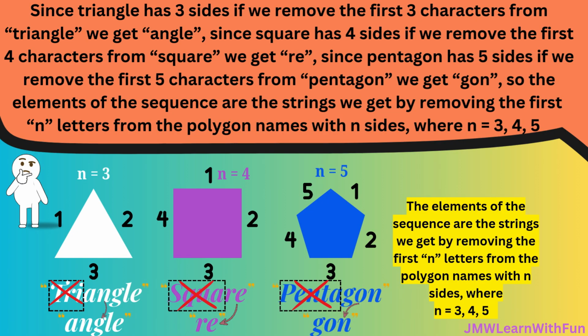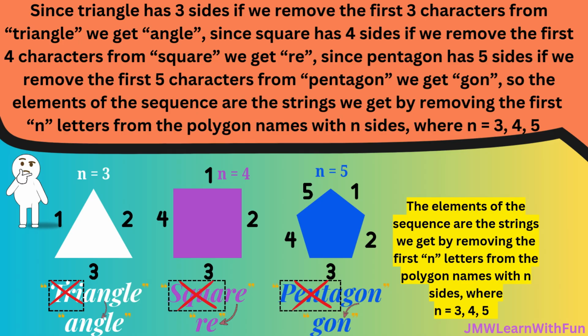Since triangle has 3 sides, if we remove the first 3 characters from triangle, we get angle. Since square has 4 sides, if we remove the first 4 characters from square, we get re. Since pentagon has 5 sides, if we remove the first 5 characters from pentagon, we get gon.